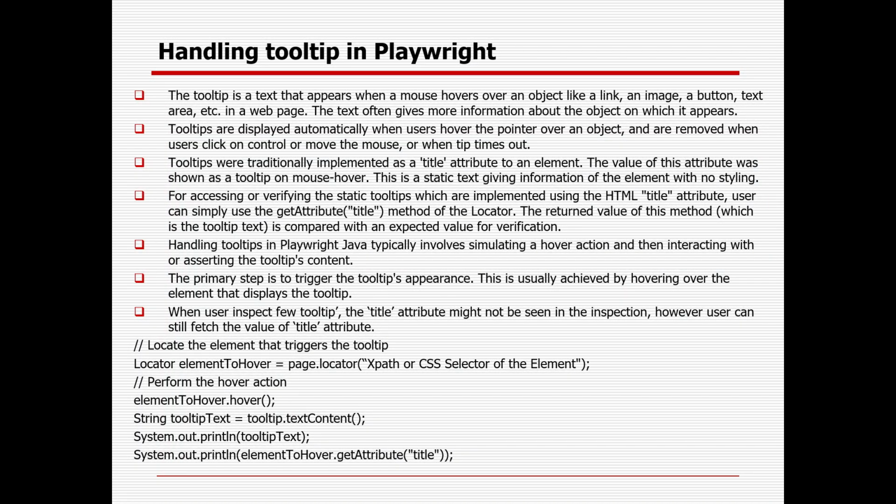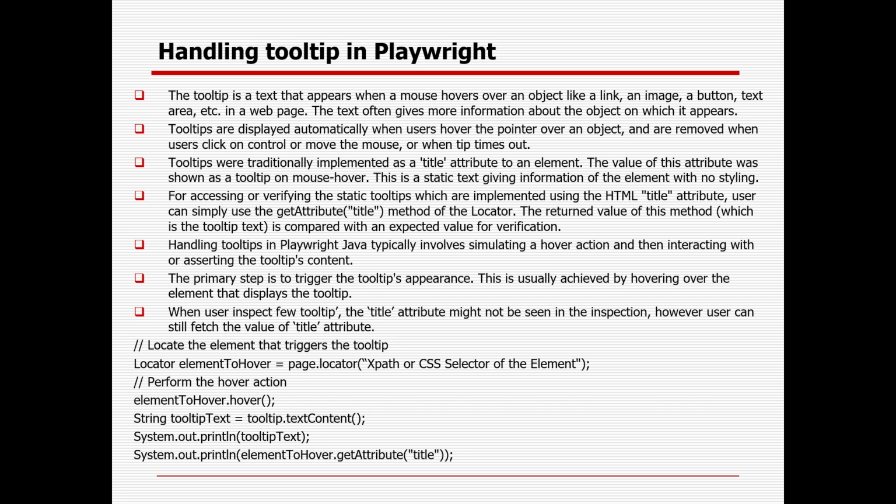For accessing or verifying static tooltips implemented using the HTML title attribute, the user can simply use the getAttribute title method of the locator. The return value of the method, which is the tooltip text, can be compared with an expected value for verification or validation. Handling tooltips in Playwright Java typically involves simulating a hover action and then interacting with or asserting the tooltip contents. The primary step is to trigger the tooltip appearance. This is usually achieved by hovering over the element that displays the tooltip.